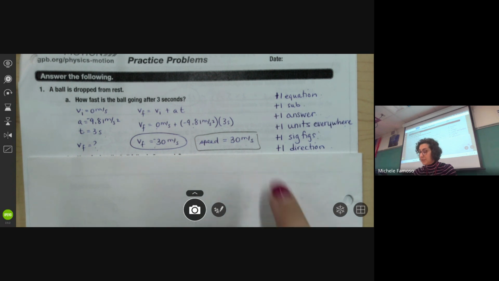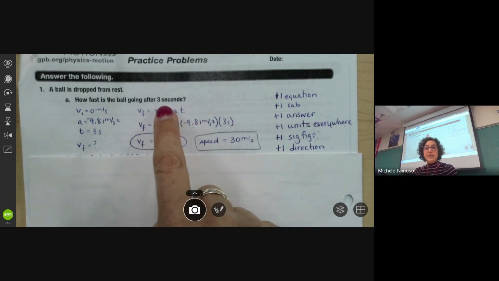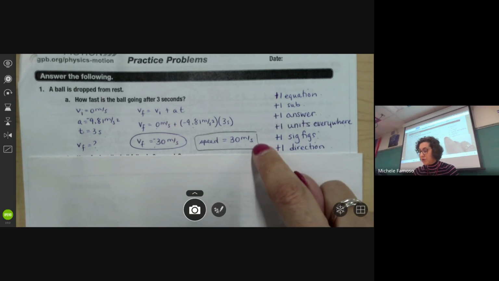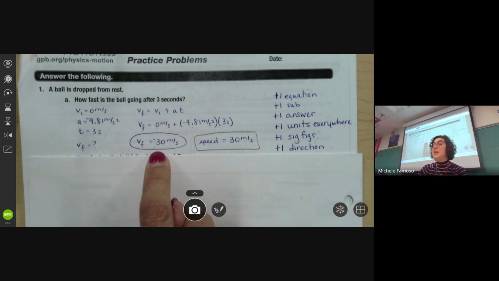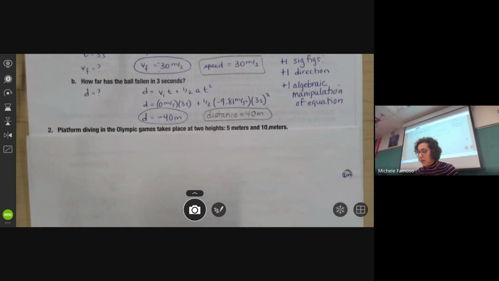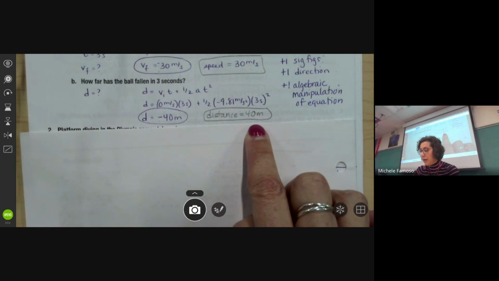All right. This has 1 sig fig because 3 seconds has 1 sig fig. So 30 meters per second would be the correct answer if I wanted the speed. If I wanted the velocity, then you would say negative 30 meters per second or 30 meters per second going down. Part B, how far has the ball fallen in 3 seconds? So this would be 40 meters. The distance fallen is 40 meters.